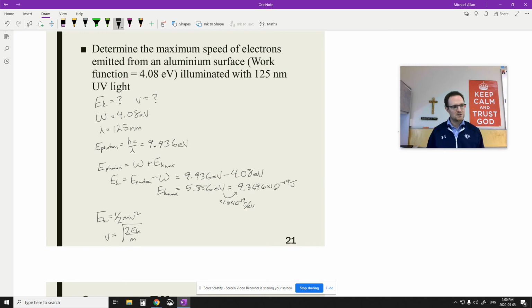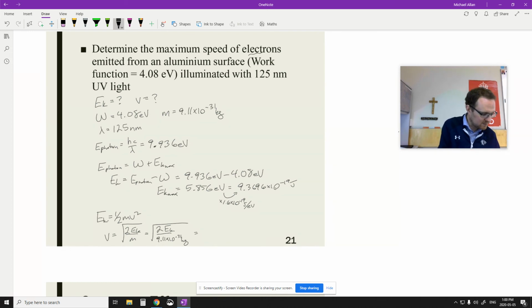It doesn't seem like very much, but the mass of an electron is really small. So you have to remember that these are electrons here. So the mass I'm going to need is 9.11 times 10 to the negative 31. So I don't need that much energy to be going very fast. I'm going to put that in here: 2 times this EK divided by my mass. Take the square root. So 2 times this number in my calculator, divided by the 9.11 to the negative 31. Make sure to take the square root, because if you don't, then the speed is way too fast, faster than the speed of light. But in this case, it doesn't end up being that way.